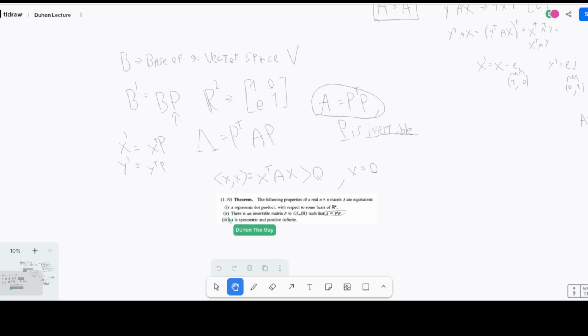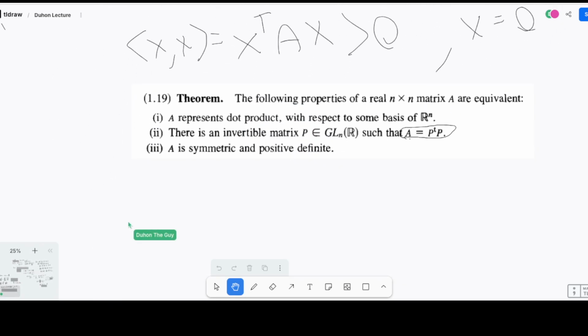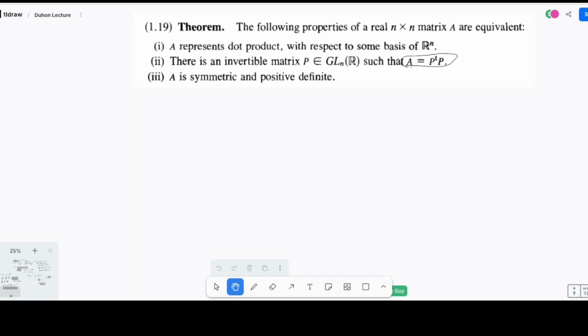Now the problem is we have to show that 3 implies 1, or that 1 implies 3. I'm not terribly sure, but let me see what it says here. Oh yeah, and that 1 implies 3 is already shown too, because if A is a dot product, it clearly is symmetric and positive definite. That's how dot products are defined. So now we have to show that if A is symmetric and positive definite, it absolutely is a dot product, right? So how are we going to do that?